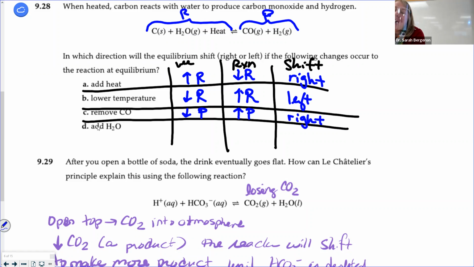Okay. Add water. Water is a reactant. We're going to add it, so it's going to go up. Our reaction is going to do the opposite. It's going to go down. So if we want to decrease reactants, we're going to shift to the what? To the right.